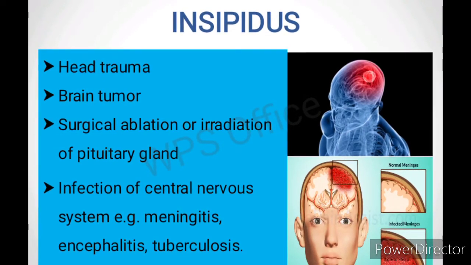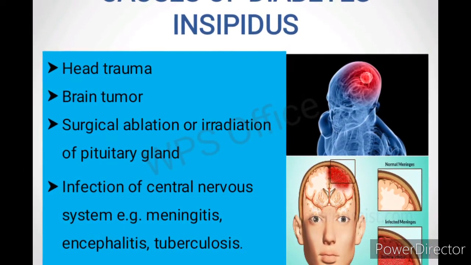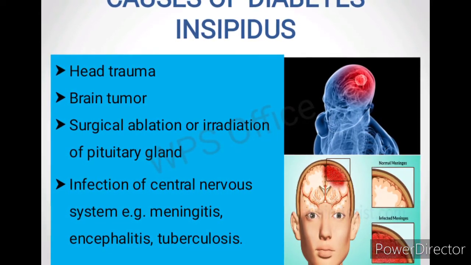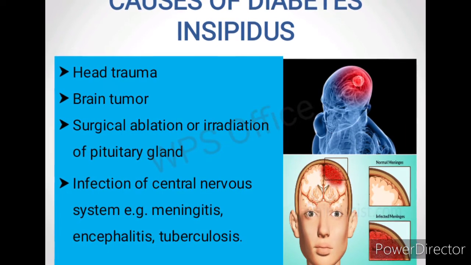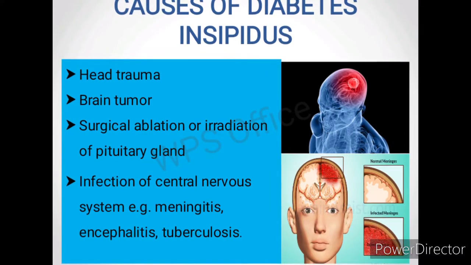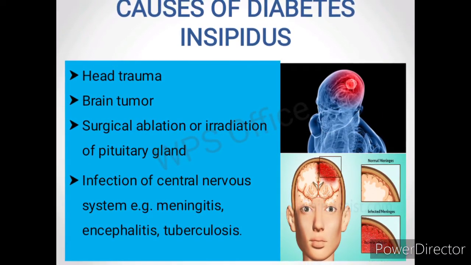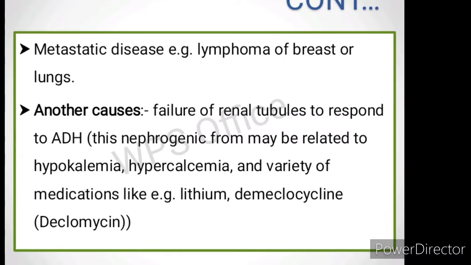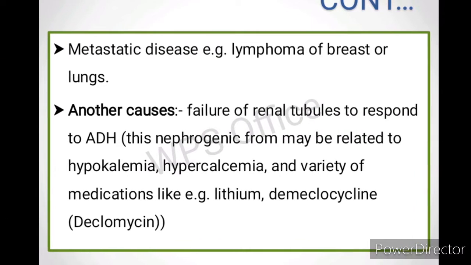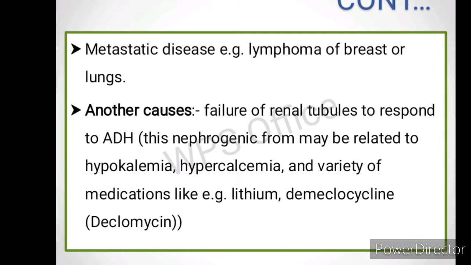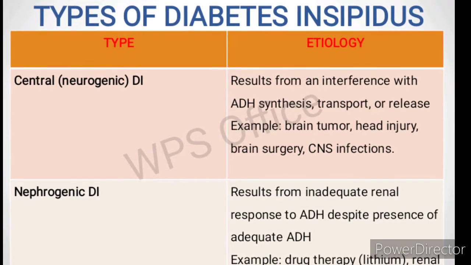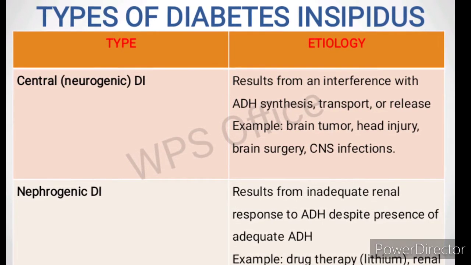The causes of diabetes insipidus are head trauma, if there is any head trauma which may involve the pituitary, and then brain tumor, then surgical ablation or irradiation of the pituitary gland, then infection of the central nervous system like meningitis, encephalitis, and tuberculosis. Metastatic diseases like lymphoma of the breast or lungs, and other causes like renal tubules failure, kidney failure, etc.